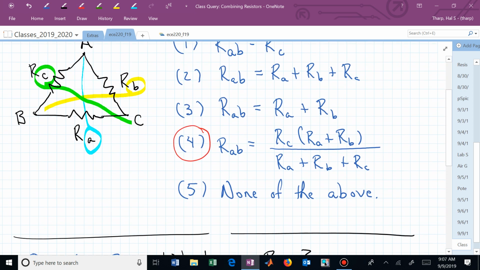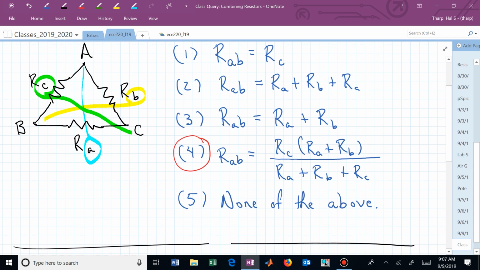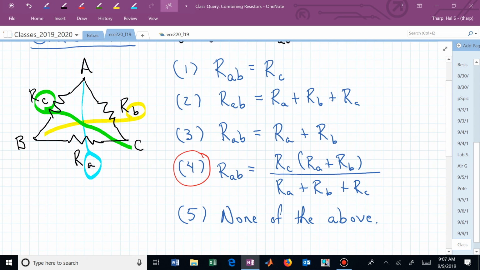So let me not be too aggressive with how I indicate the answer. The answer is R sub AB is really the parallel combination of R sub C and the series combination of A and B. And that's what 4 indicates. If we now looked at the resistance between nodes A and B, that's really the parallel combination of R sub C with R sub A plus R sub B.